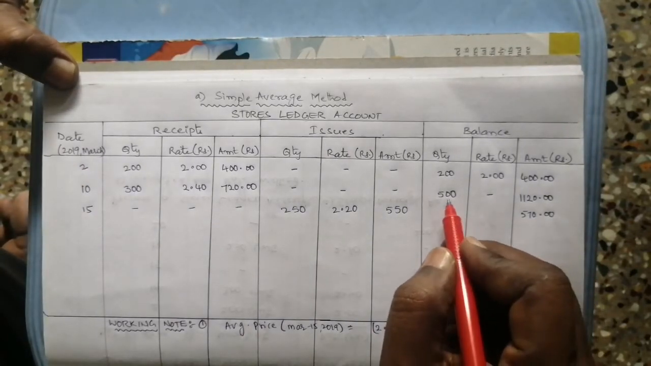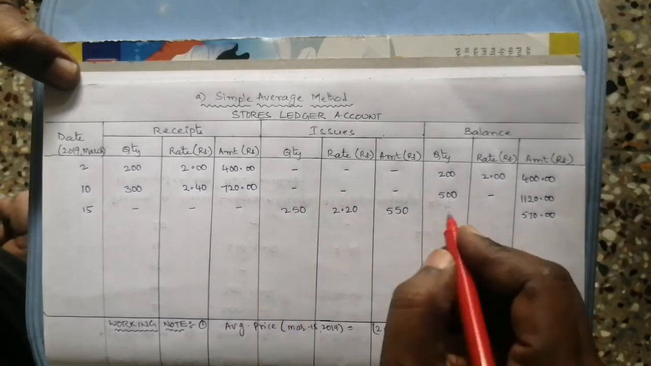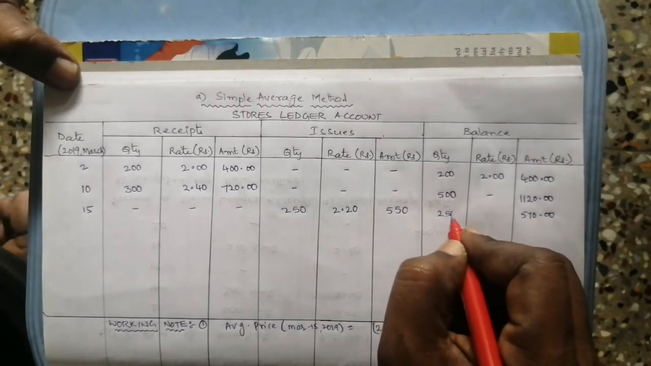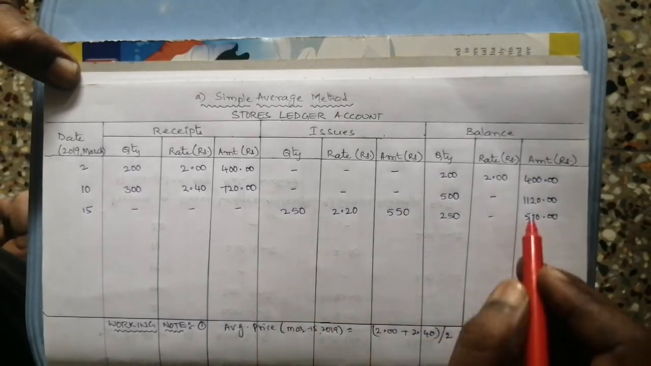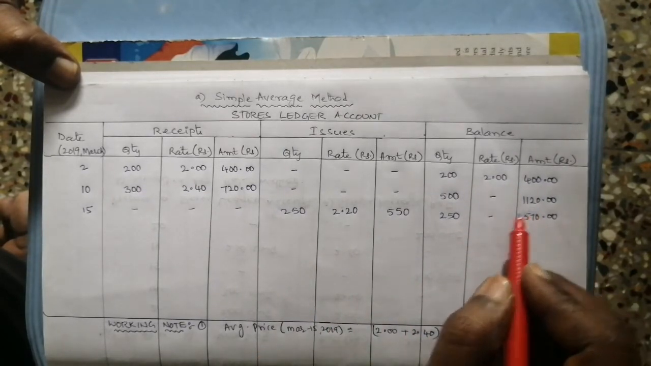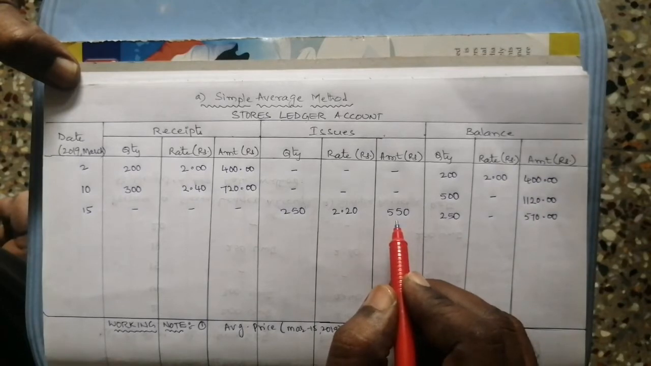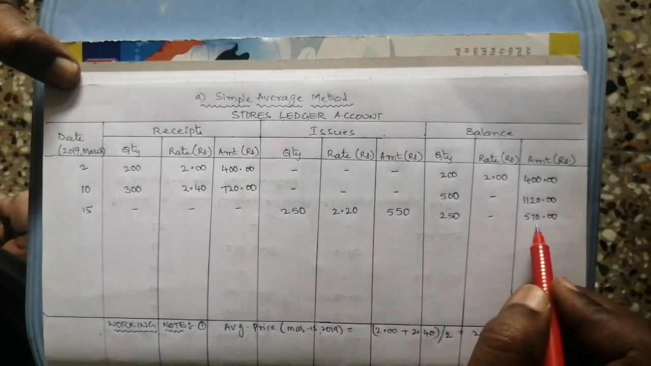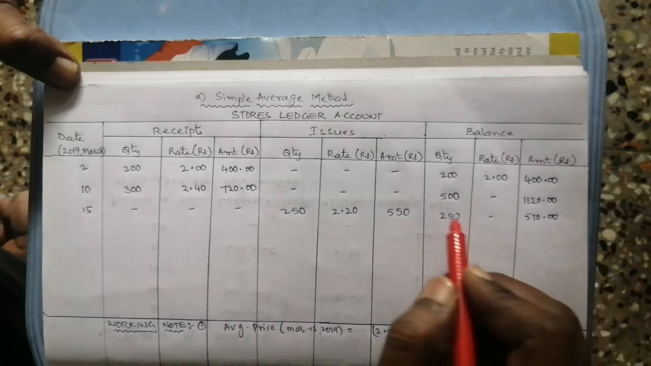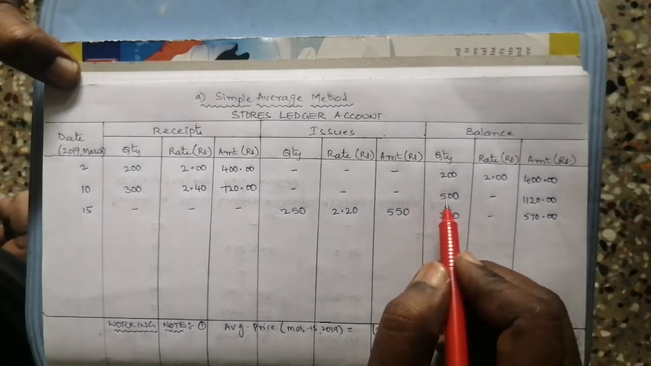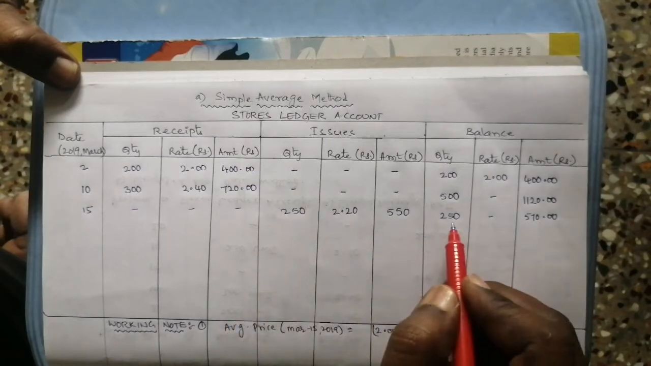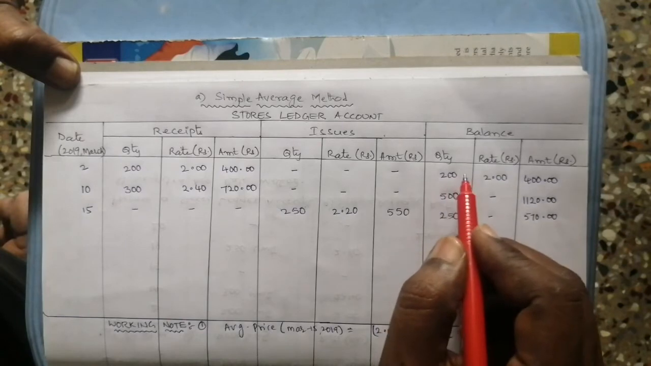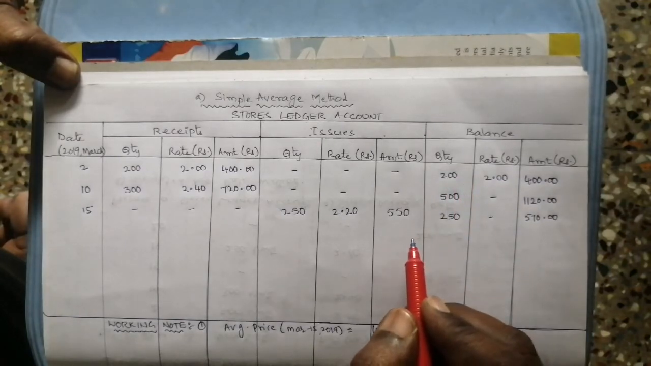Now stock also: out of 500 units, 250 issued, how many are left? 250. So here there is no need to mention the price, only 1120 total amount minus 550 rupees issued amount. So remaining is 570. Similarly 500 units quantity minus issued quantity is 250. So you have 250.